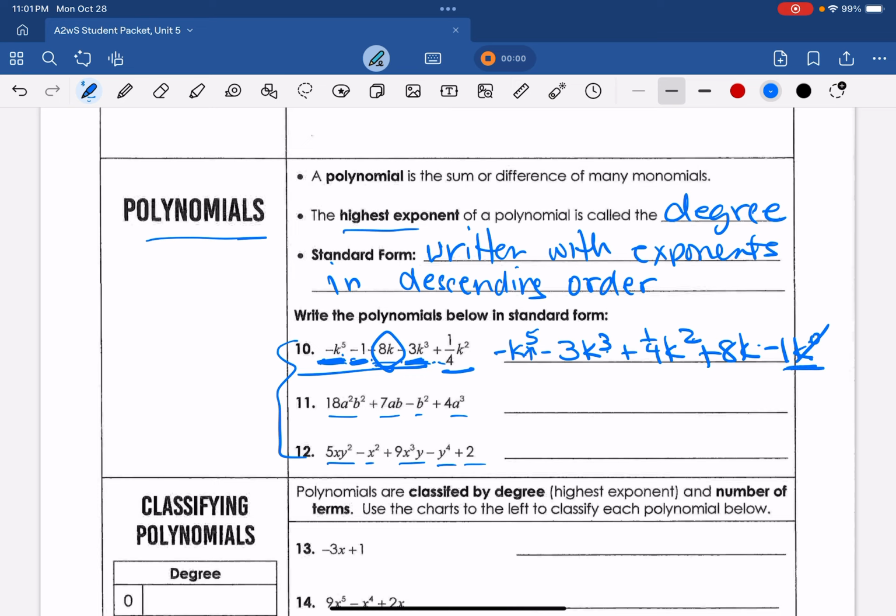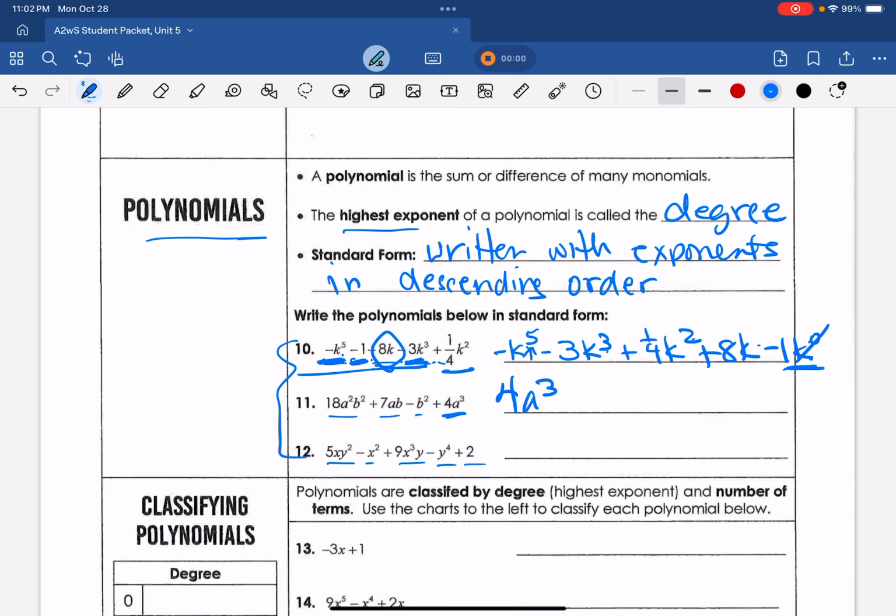Okay. All right, number 11, we're going to put it in standard form. So anytime you have more than one variable, you're going to use the alphabetical order as well. So A comes before B, so we're going to start with our A's, and then we're going to look for the term that has the highest exponent on the A. So that would be this 4a to the 3rd. So we're going to start with 4a to the 3rd.